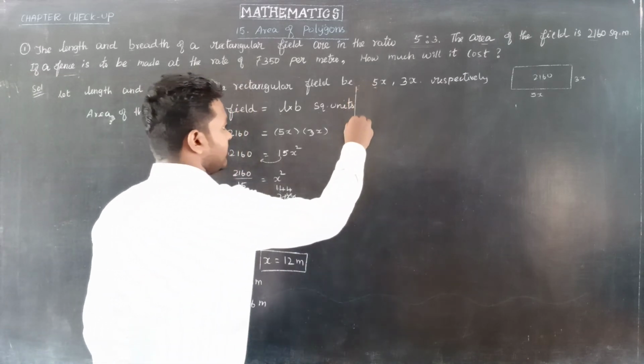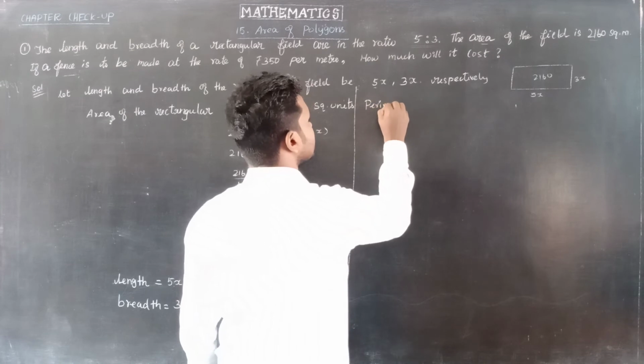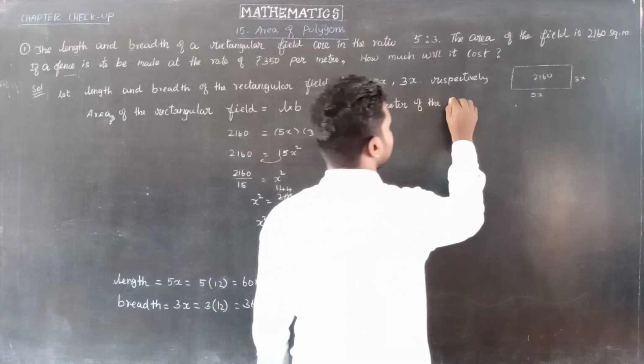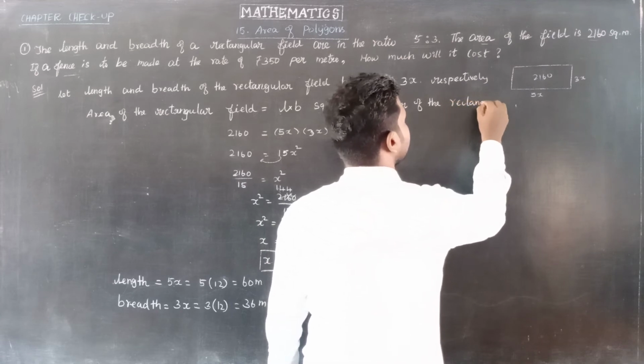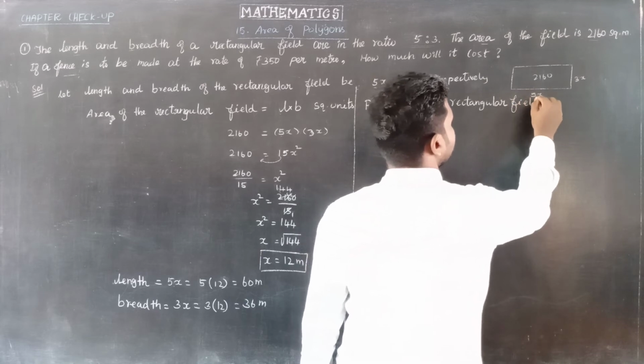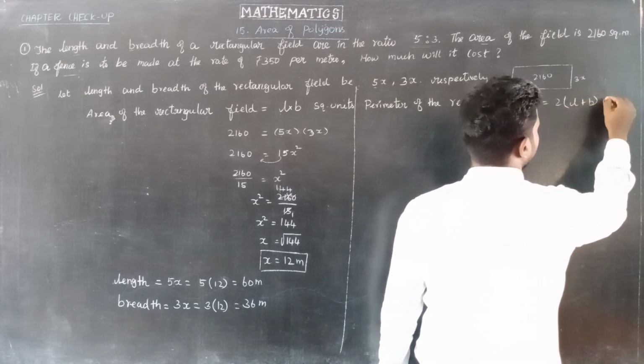So the length and the breadth of the rectangular field are 60 meter and 36 meter. Now we first find the perimeter of the rectangular field. The perimeter of the rectangular field is equal to 2 into (L plus B).